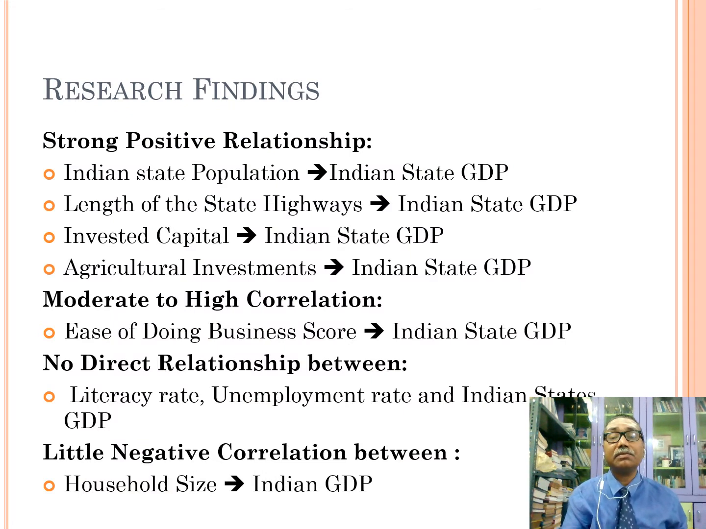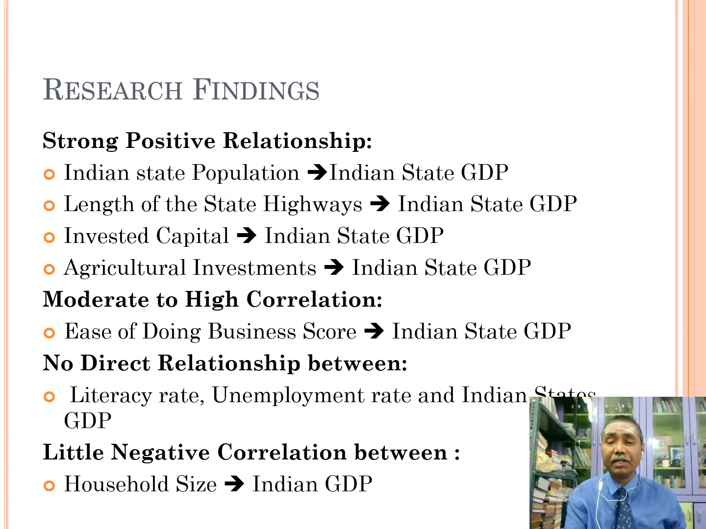See this, these are the research findings. I will show you the correlation matrix and regression matrix after explaining the findings. Our main concern is Indian GDP. What factors are really contributing, and which have strong correlation? Indian state population is one. The length of state highways, whether central or state highways, is majorly contributing positively towards the GDP of the state.